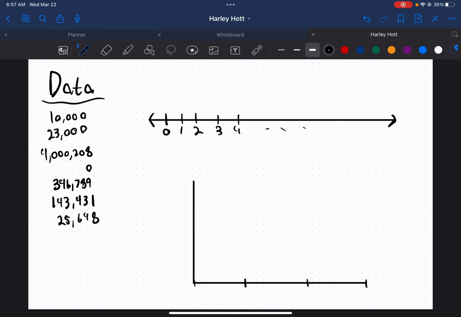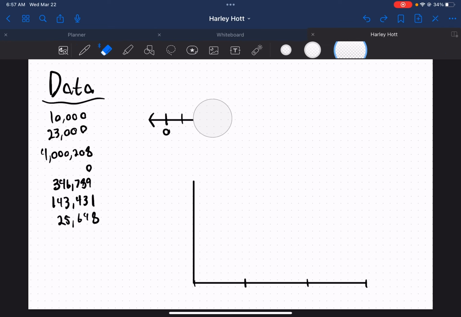It's going to take a long time to get to 4 million. My dot plot's going to be huge. Even if I skip count, maybe I'll skip count by 100,000, we'll get there. Or even, let's say, by millions. I'll skip count by millions, right?